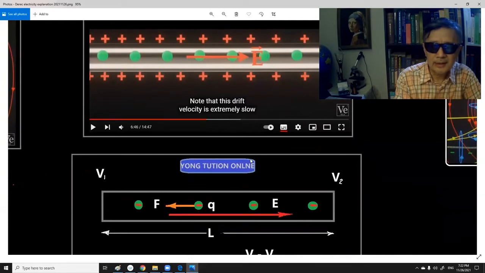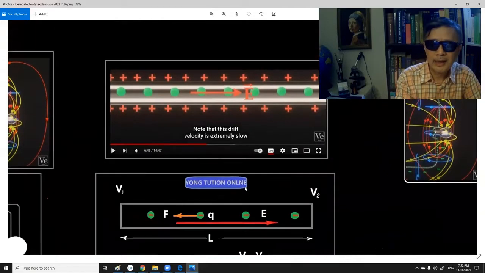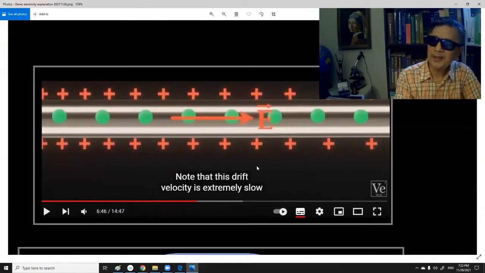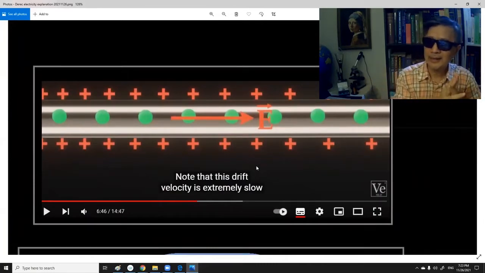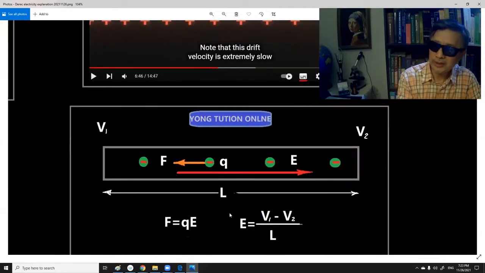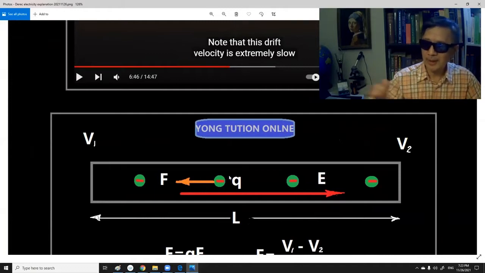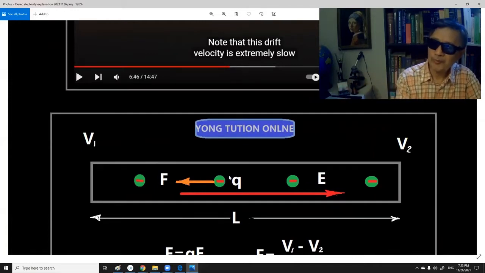But care must be taken seriously. In the first place, if this part represents the conductor, a good conductor, copper is not bad, then we would expect that the electric field should be very small. Why? Because for a good conductor, the electrical potential difference at two ends must be very small, because the resistance or resistivity is very small.